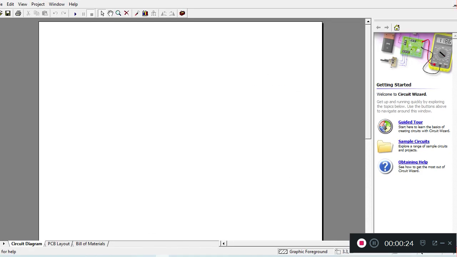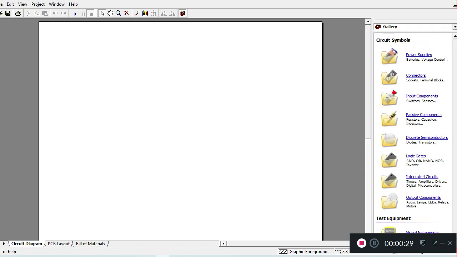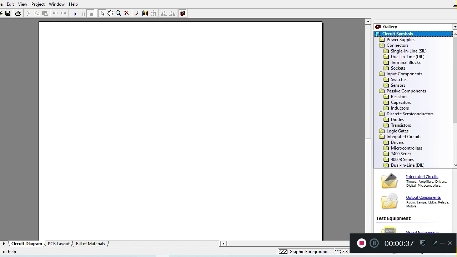So when you have the Circuit Wizard, to be able to realize the circuit, first go to the gallery, and in the gallery you will have a box that shows gallery. So click on that box and then go to the particular instrument or the particular components that you're going to need to realize the circuit.